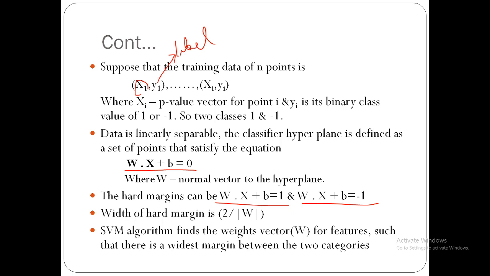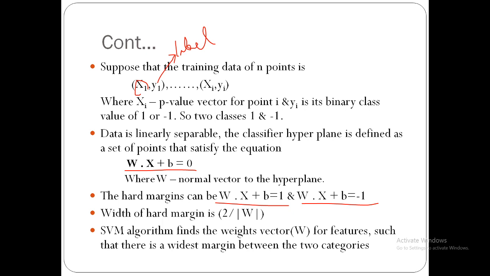The SVM algorithm finds the weight vector, the w, for features such that there is a widest margin between the two categories. Computing an SVM using these equations is a hill climbing problem in a convex space. By working with the points nearest to the classifying boundaries only, it reduces sharply the number of data instances to work with, because we are going to consider only 3 points in this problem. Only a few points we are going to be considering and working with.